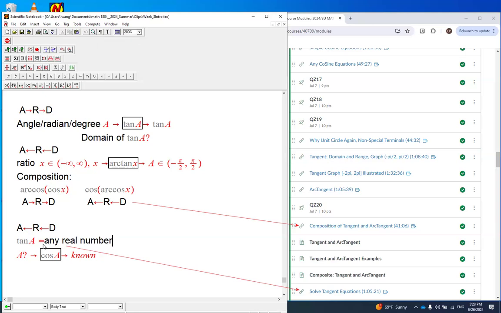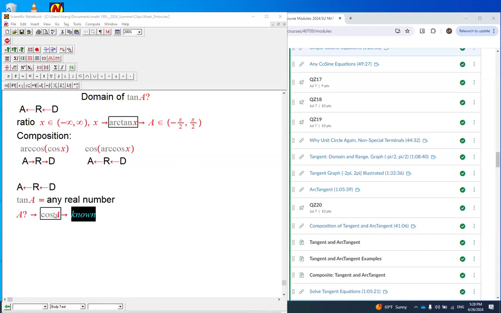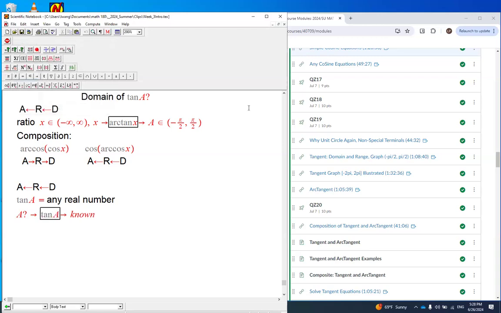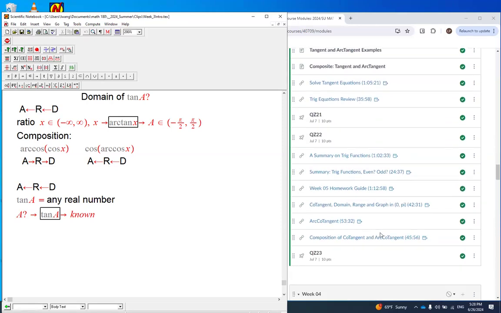The tangent ratio, because the range of tangent, okay, is any real number. So how do we find the angle that corresponds to any real number? So knowing the output, how do we find the input? Solving tangent equations. So you can see we repeat the same theme over and over. Okay, and next, of course, whoops, let me change that. That's going to be cotangent. It's the same theme, different rules, cotangent.